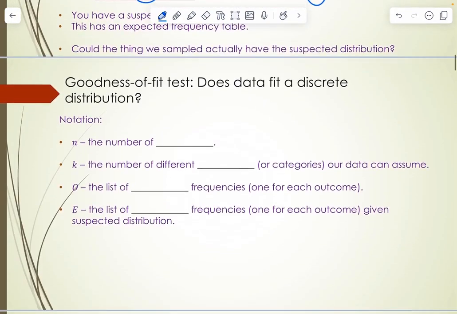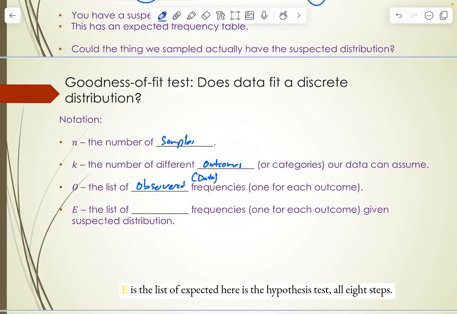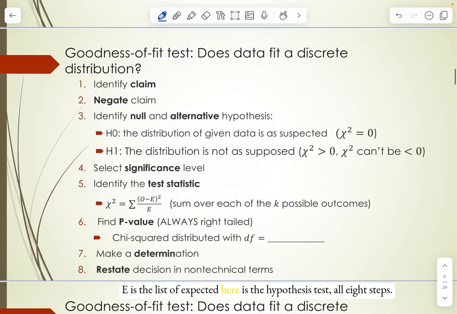Okay, goodness of fit test. Does data fit a discrete distribution? That's what we're talking about. N is the total number of samples. K is the number of outcomes. O is the list of observed. E is the list of expected. Here is the hypothesis test, all 8 steps.